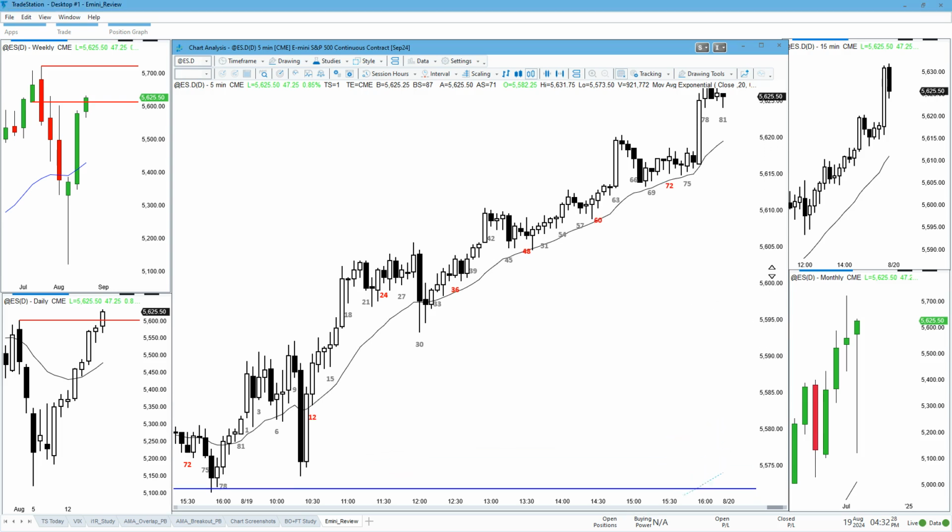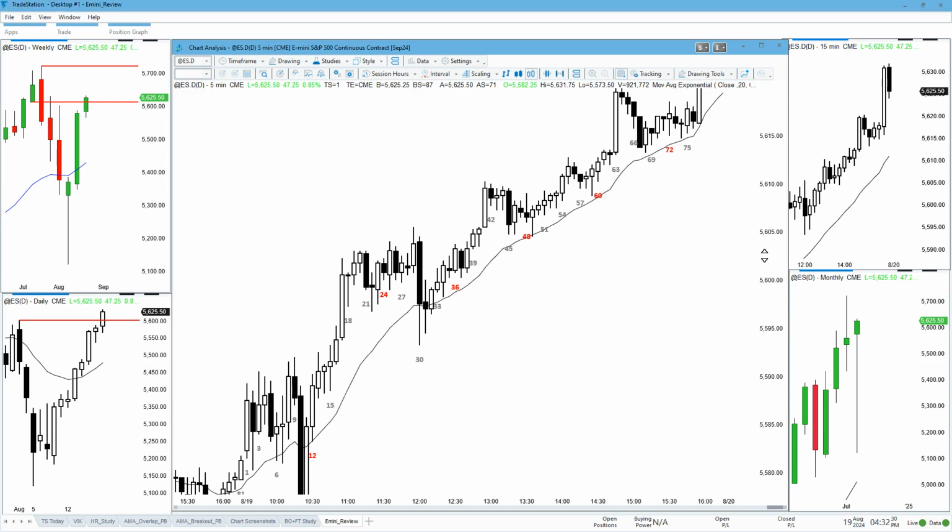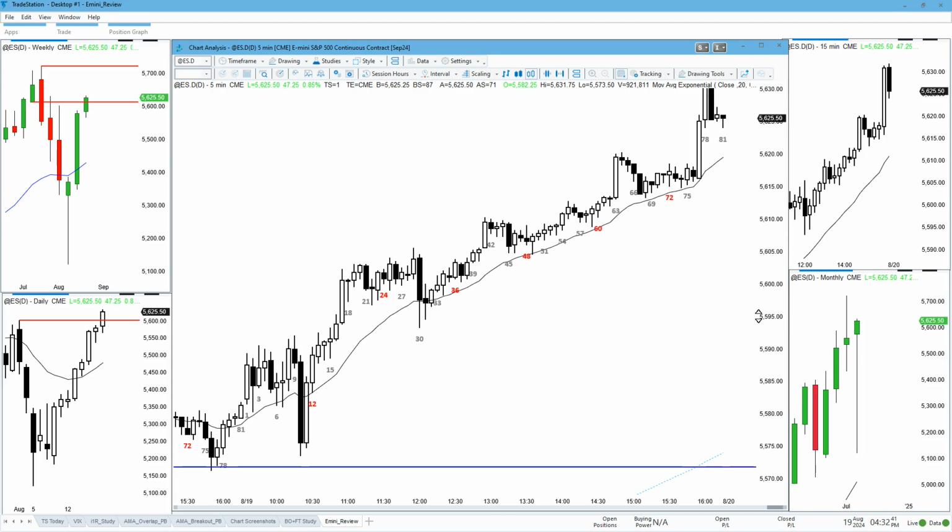So for example, on today's chart, a good signal bar for the bulls, a good example is bar 34, 46, 49. And then for the bears, good signal bar 5, good signal bar 9.